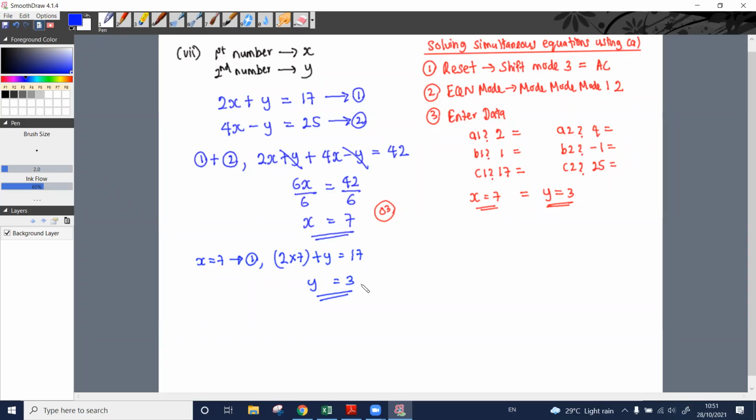Right, that is part 7. Now you know how to solve simultaneous equations and quadratic equations using the CAL as well.